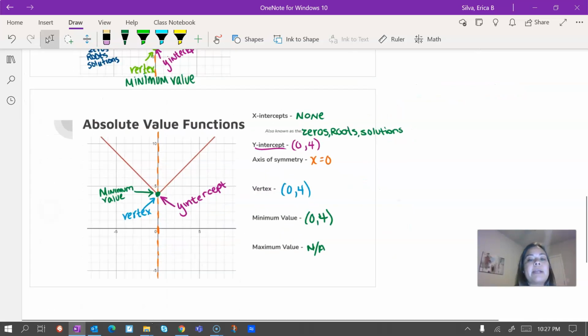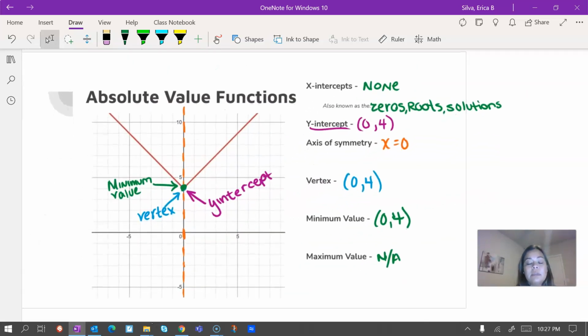All right, go ahead and practice your key features for these two functions. Enjoy.